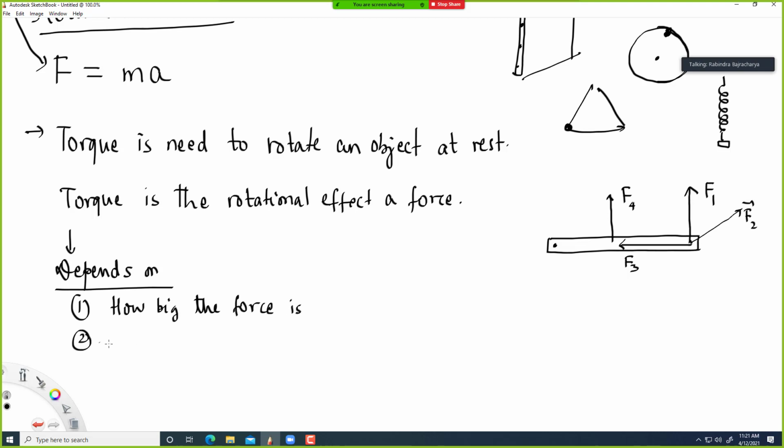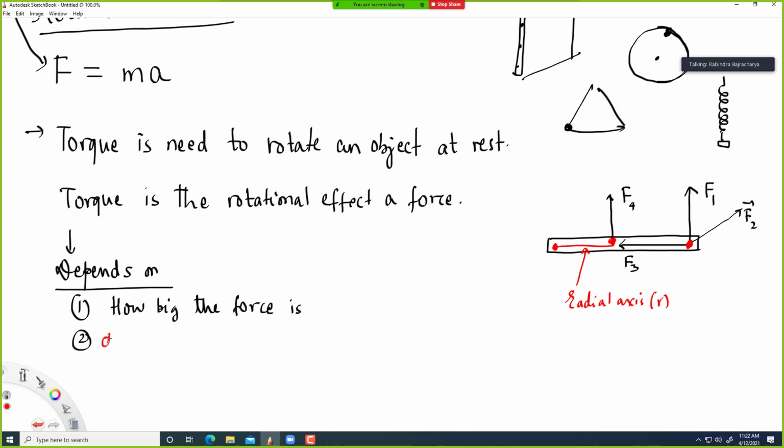Second is where you apply the force. For example, you apply the force at this point versus this point. From your experience, you can tell that this will produce more torque or more rotation. So it depends on the distance between the force and this pivot or hinge. Okay, so this distance is called the radial axis, or R.